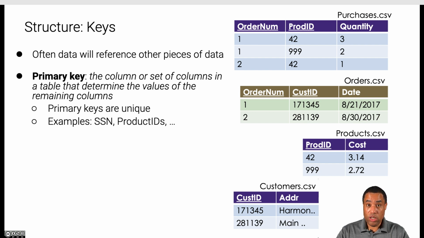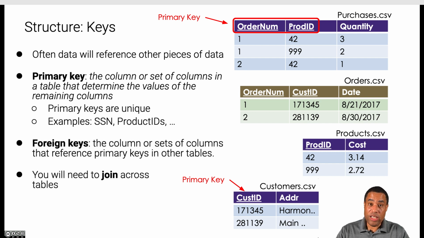Primary keys, remember, have to be unique, and there are lots of examples. So social security numbers, product IDs, customer IDs, and so on are good examples. So here, our customer ID in customers.csv is unique. We cannot have 2 rows in customers.csv that have the same customer ID. Similarly, in purchases.csv, it's a set of columns. The order number and the product ID give us a unique identifier for purchases.csv. We cannot have the same order number and product ID appear in a different row.